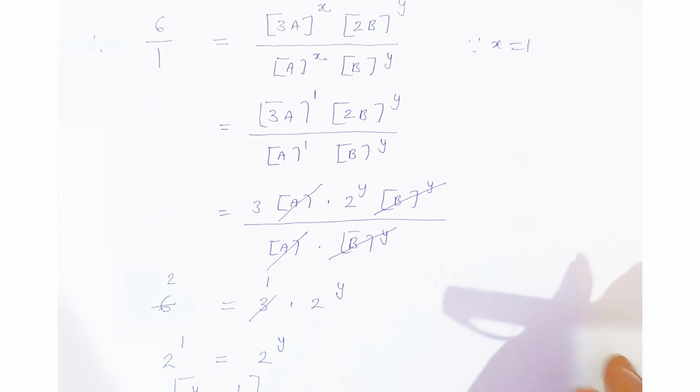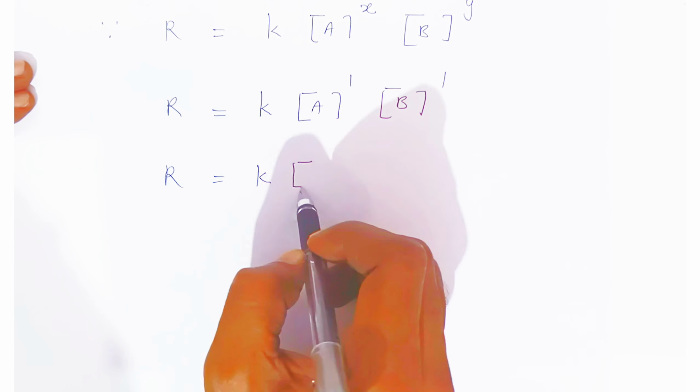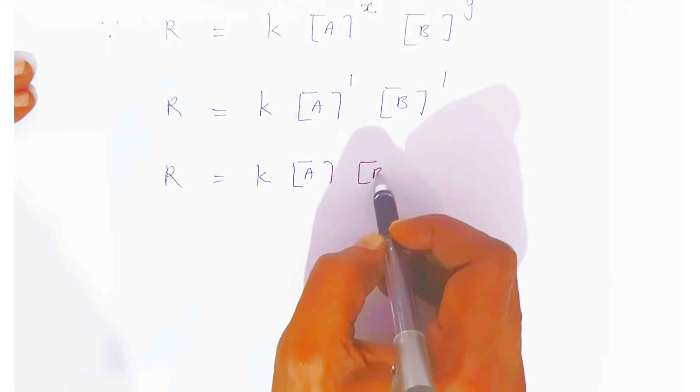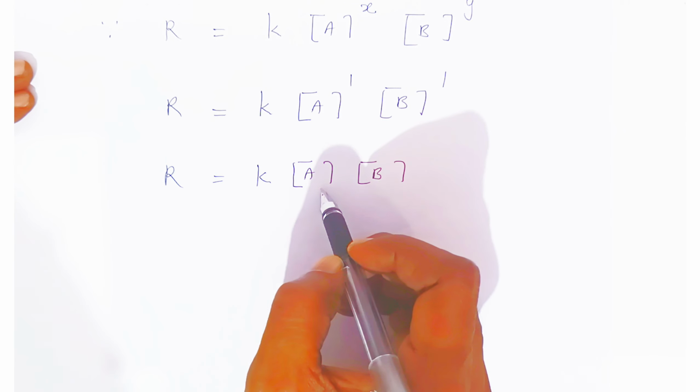Now, students, you put these values. Since you have got r equals k into A raised to x into B raised to y, now put the values of x and y. So the rate will be concentration of A raised to 1 and concentration of B raised to 1. So the new rate law will be like this. k will be the product of all these three quantities: rate into concentration of A into concentration of B. So this is the rate law.